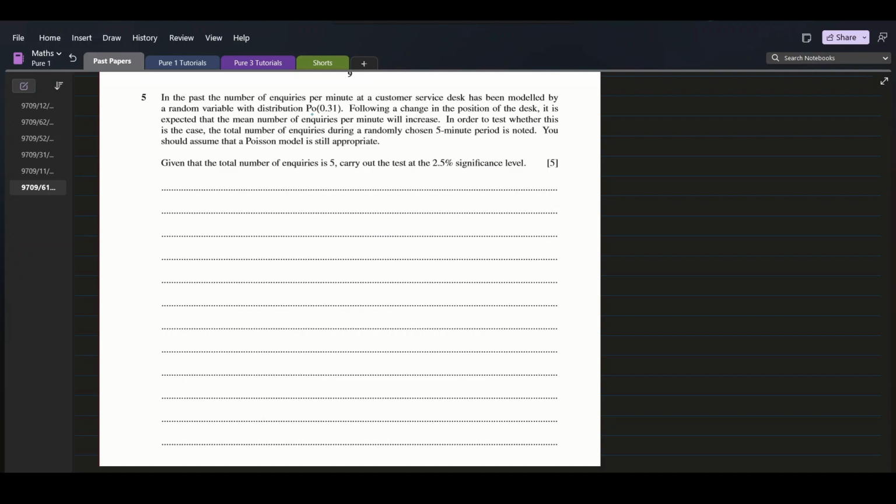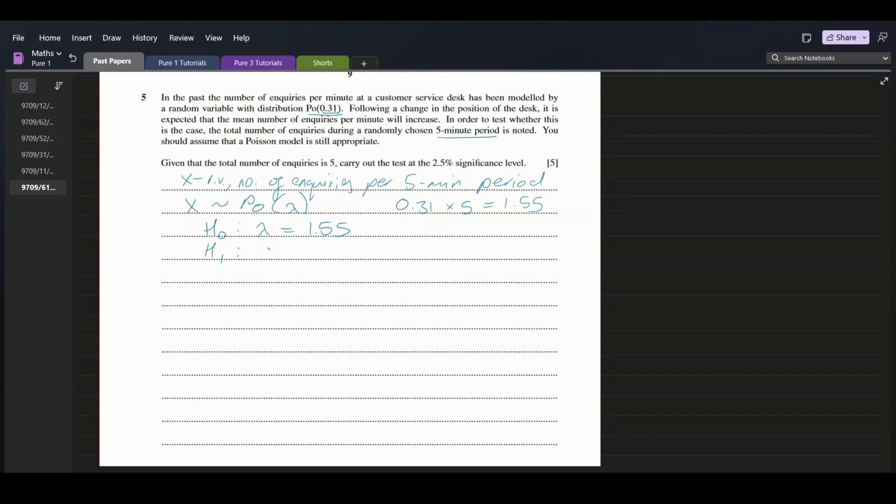Okay, so we are given that a random variable has the distribution Poisson with lambda 0.31. So let's define x as the random variable, the number of inquiries per 5-minute period. So this will mean that x follows a Poisson distribution with lambda, and our null hypothesis is that lambda is equal to, since this is given per minute, we can multiply that by 5, 0.31 by 5, and we get 1.55. So that means lambda is equal to 1.55 for our null hypothesis.